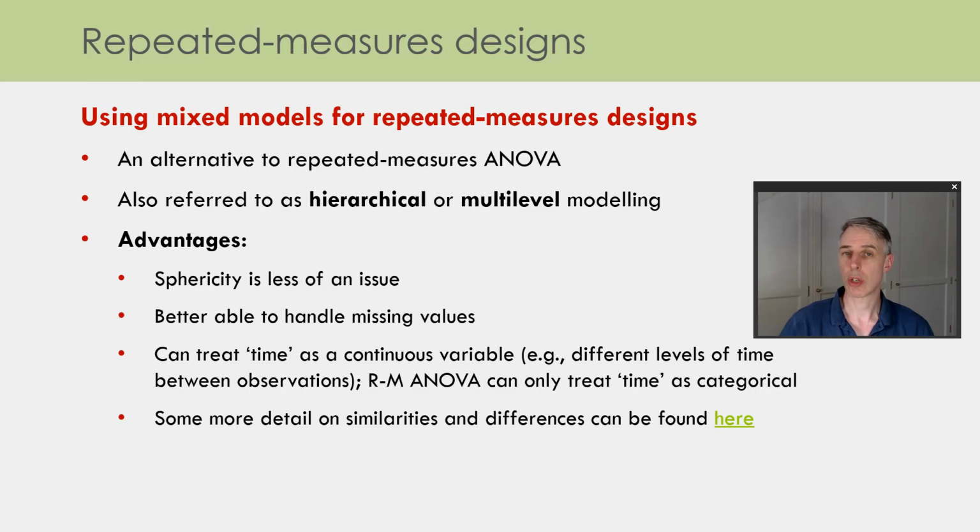In contrast, repeated measures ANOVA will only really treat time as a categorical variable, time 1, time 2, time 3, rather than allowing you to quantify the amount of time that has elapsed. There are some other similarities and differences, and rather than go into them in more detail, I provided a link to a nice summary of some of those similarities and differences between mixed models and repeated measures ANOVA.